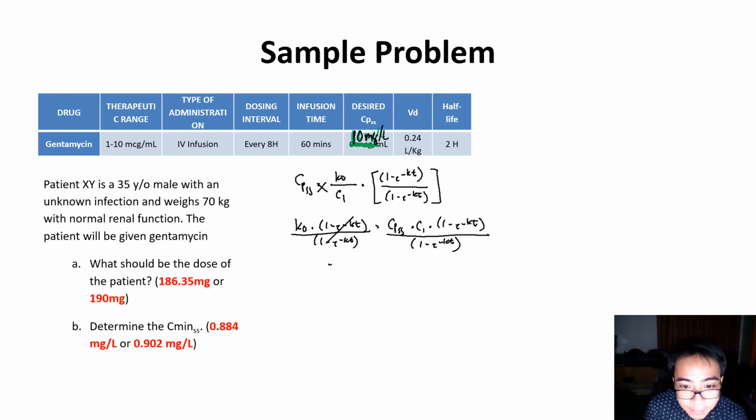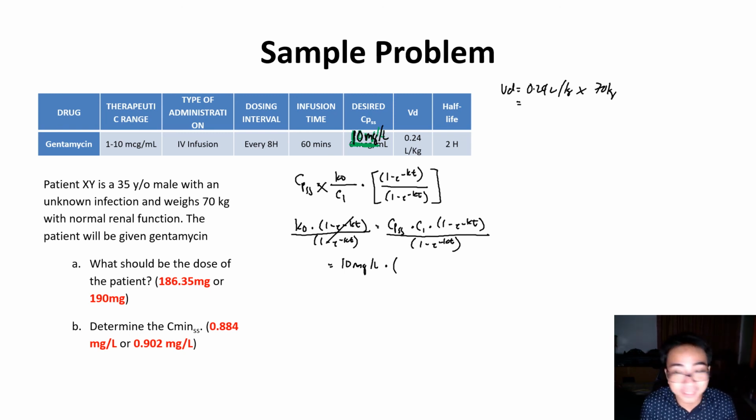Now, class, with that, let's compute. Do I have CPSS? Yes. The desired is 10 milligrams per liter times clearance, which is VDK. Do we have VD? It's 0.24 liters per kilogram times my patient, who is 70 kilograms. Sorry, I'm not writing down the givens, but I think you understand how we solve this. This would give us 16.8 liters. Right, so that's my VD.